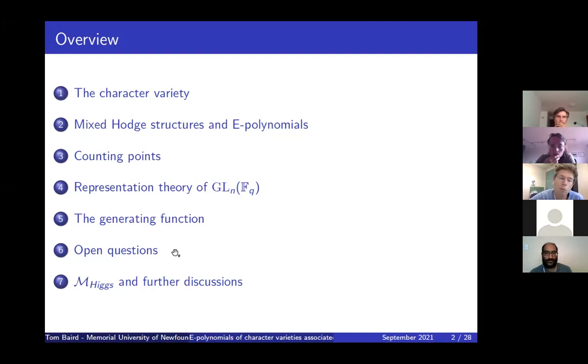Okay, and then I probably won't have much time after that, but if I do, I can talk a little bit about open questions and explain how these character varieties tie in with moduli spaces of Higgs bundles and other things.